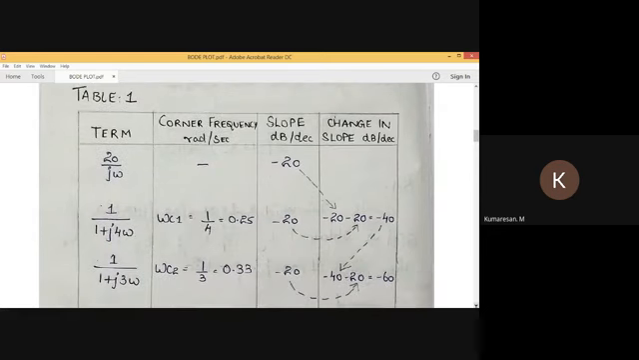From the transfer function, we have to state it like this: 20 divided by j omega, 1 divided by 1 plus j 4 omega, 1 divided by 1 plus j 3 omega. So we have to split the transfer function into three terms like this: 20 divided by s, and s plus 3 j omega, s plus 4 j omega.